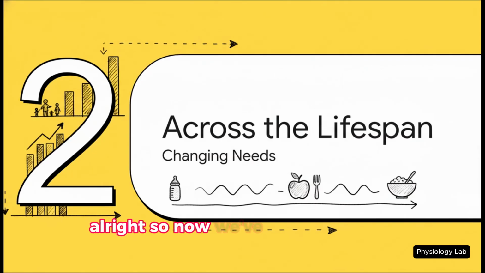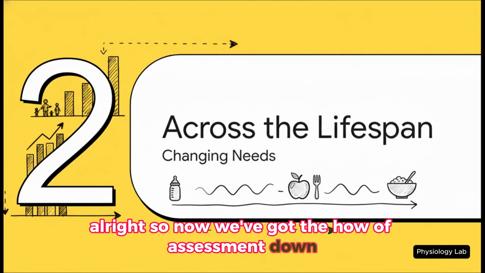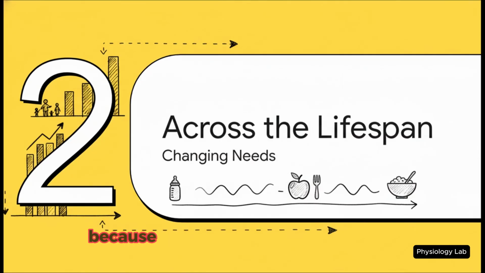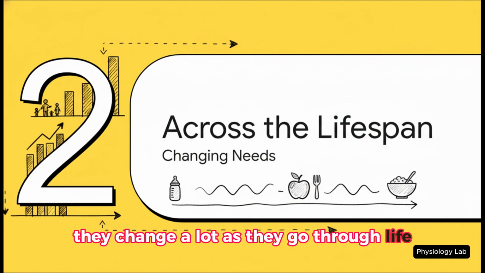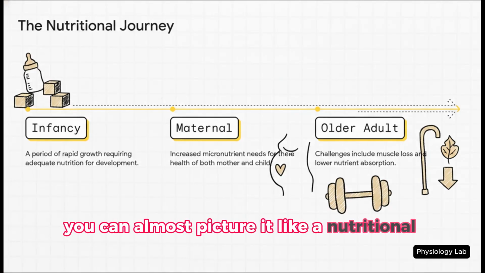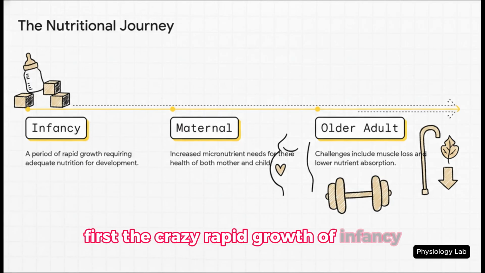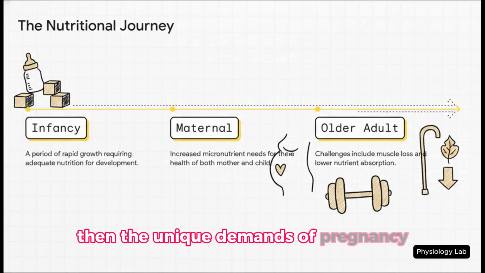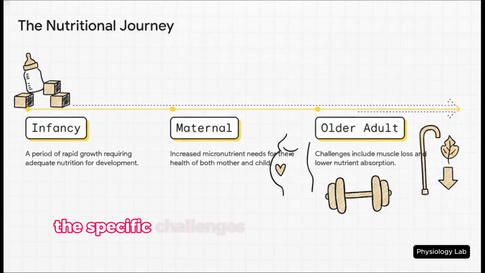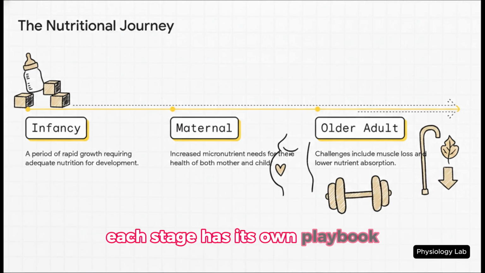All right, so now we've got the how of assessment down. Let's talk about the who, because a patient's nutritional needs, they're not static. They change a lot as they go through life. You can almost picture it like a nutritional journey, right? For now, we're going to focus on 3 really critical stops. First, the crazy rapid growth of infancy, then the unique demands of pregnancy, and finally, the specific challenges that come with older adulthood. Each stage has its own playbook.